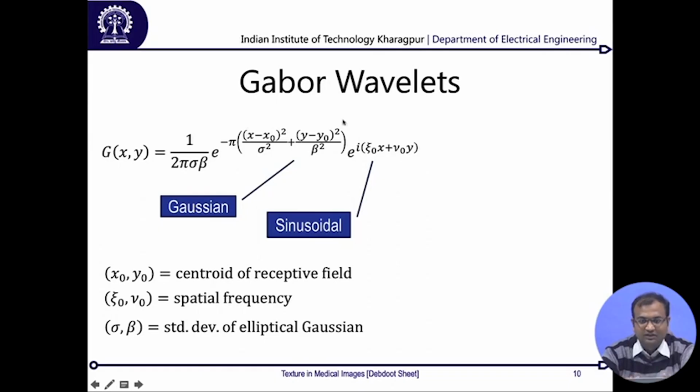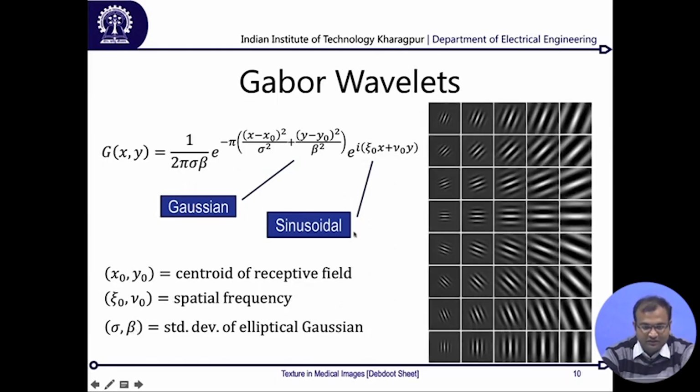If you want a non-elliptical Gaussian, you can use a circular Gaussian, and then you can set sigma equal to beta, as some particular number. Now this is an example of how these wavelets look. We specifically take sigma equal to beta equal to the same number, and this is a variation of this sigma and beta range. If I am looking along the x axis, then everything is varying in terms of the standard deviation of the Gaussian. If I am looking along the y axis, then what I am varying is the frequency zeta naught and nu naught.